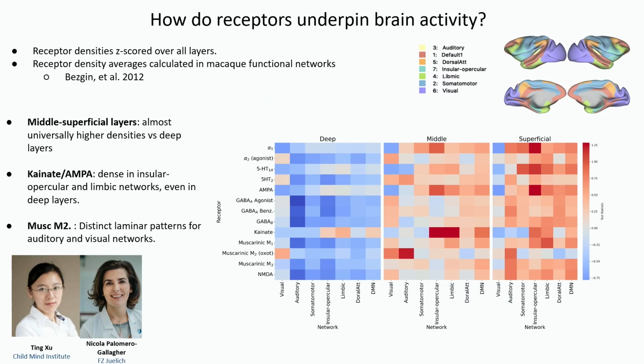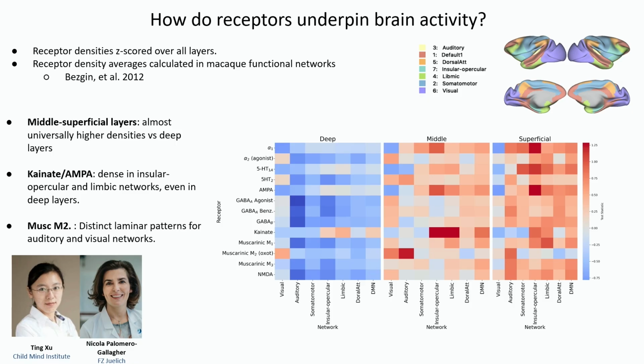So now that we've characterized some of the patterns of the receptors that we've seen, we can also start to try to link them to brain function in some way. One way that we've done this is to look at functional networks defined in the macaque and just take the average of the receptors, find the receptor fingerprints for each functional network. And so we see that here in the superficial layers, you have a much higher receptor density, which I think makes sense and is to be expected.